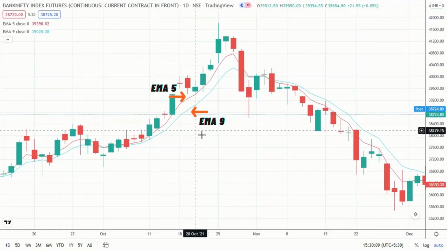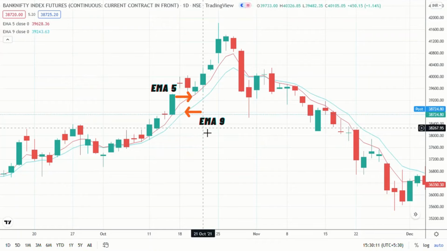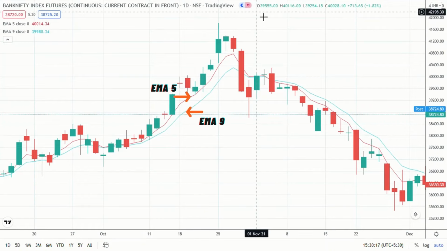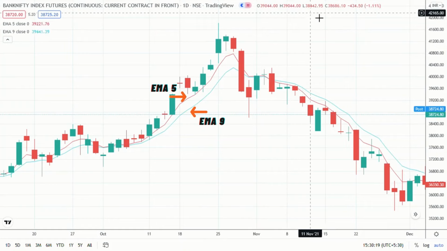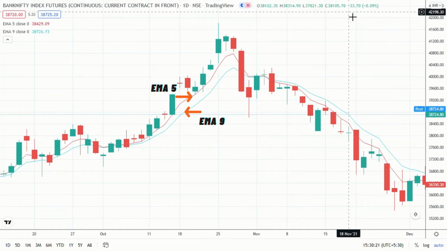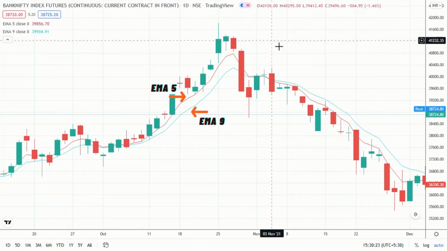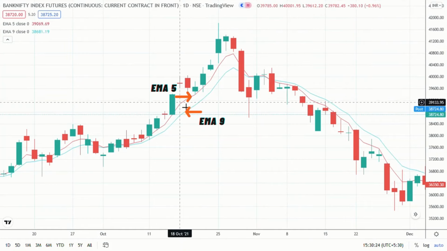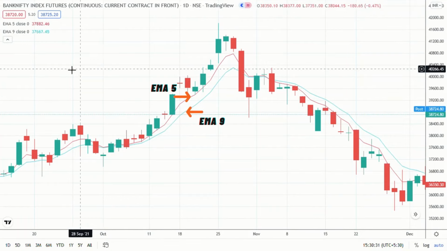Here's the chart of the Bank Nifty Futures continuous contract on tradingview.com. And if you take a look at the top here, you'll see the open, high, low and closing prices of any trading day. The red line here is the EMA 5-period line, and the blue one is the EMA 9-period line. Okay. And to the left, you can see the values of EMA 5 and 9 here.